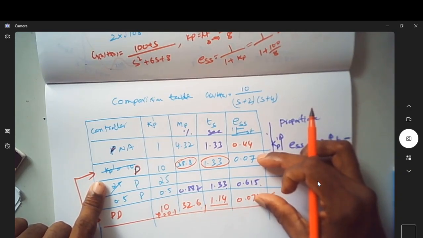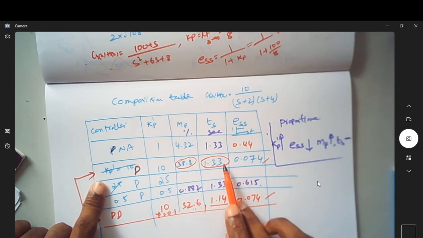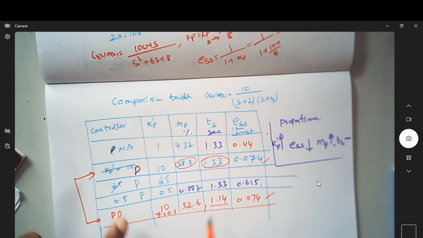So this will keep the steady state error the same, but it will improve the overshoot from 38 to 32. The settling time reduces from 1.41 to 1.33. So there is a good response if you have a PD controller with the same value of Kp, and of course this is tau equal to 0.1. If you change the value of tau, this will certainly change.